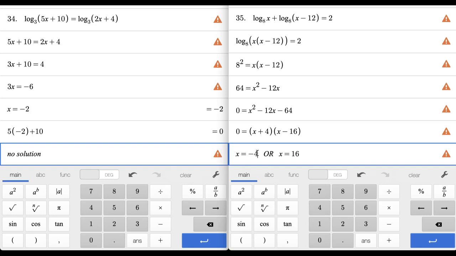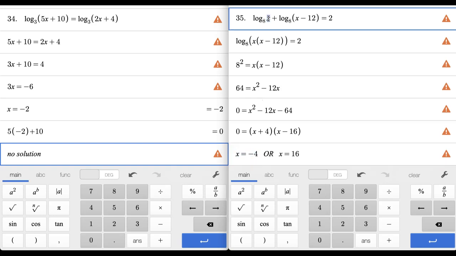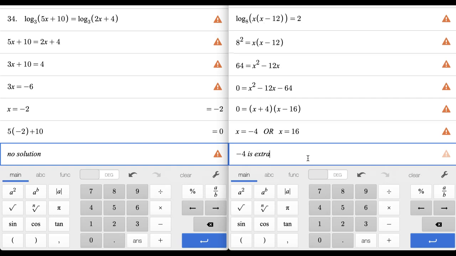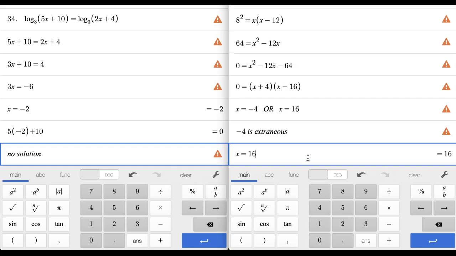Okay, negative 4 should be an extraneous solution because if you plug it back in, you get a negative 4 here, right? Log base 8 of a negative number. 8 to some power will never equal a negative, so it's invalid. 16 will be fine, right? You have a positive number here as a 16, and then 16 minus 12 is still positive. So negative 4 is extraneous. Your final answer is x equals 16 only. Should be good.